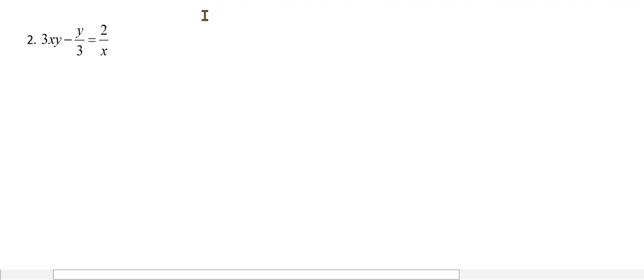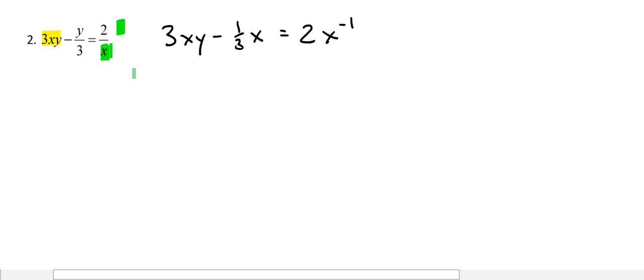Okay, the next one, this one looks a little more complicated. So we have a product rule here. These two terms are being multiplied together, so we have a product rule. And I'm just going to rewrite this function a little bit to make it a little bit more appealing. I'm going to rewrite this as 3xy minus 1/3 y equals 2x to the negative 1. So all I did was I took x to the positive 1 and moved it up to the numerator. And I wrote y over 3 as 1/3 y.